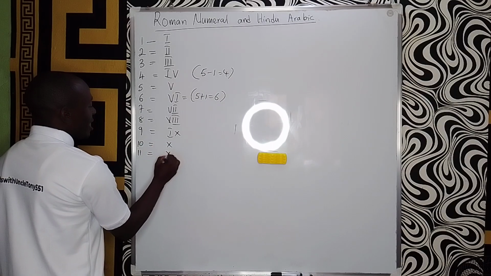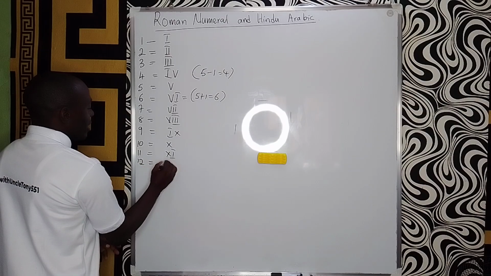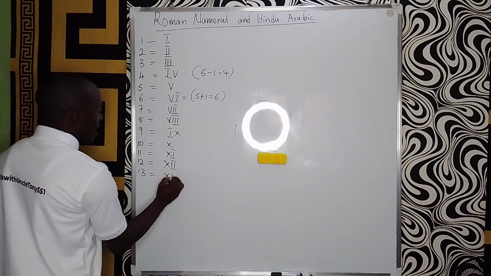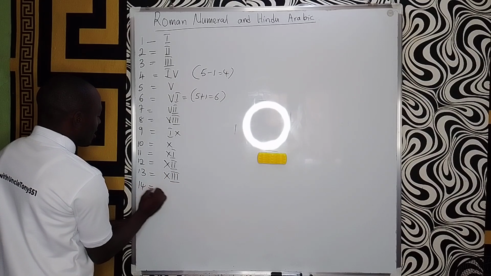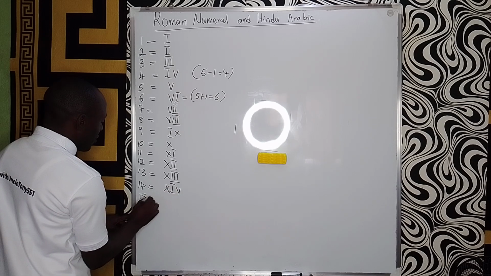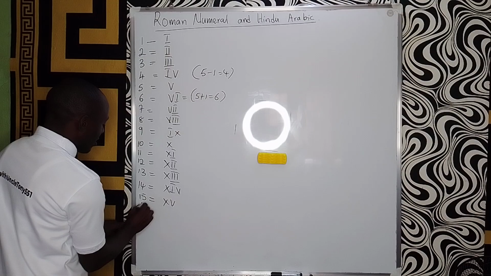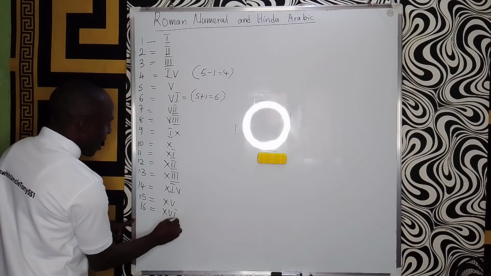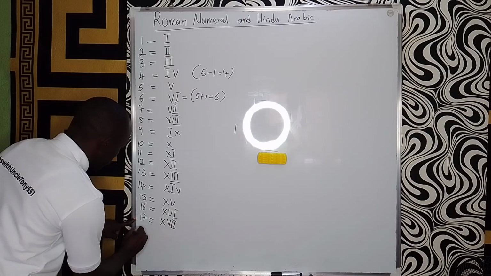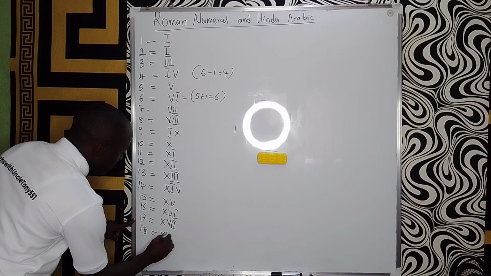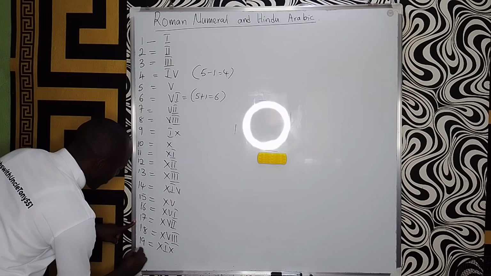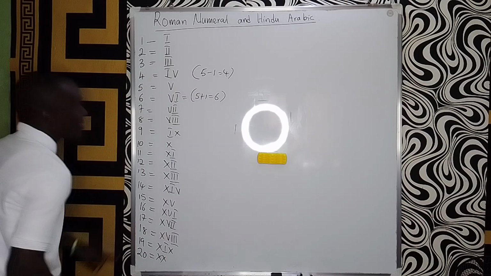11 is XI. 12 is XII. 13 is XIII. 14 is 10 and 4, XIV. 15 is XV. 16 is XVI. 17 is XVII. 18 is XVIII. 19 is XIX. 20 is XX.